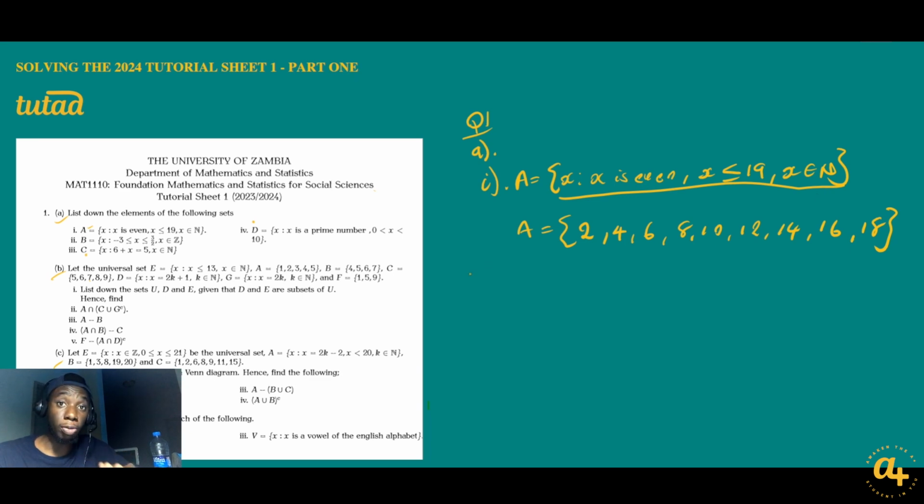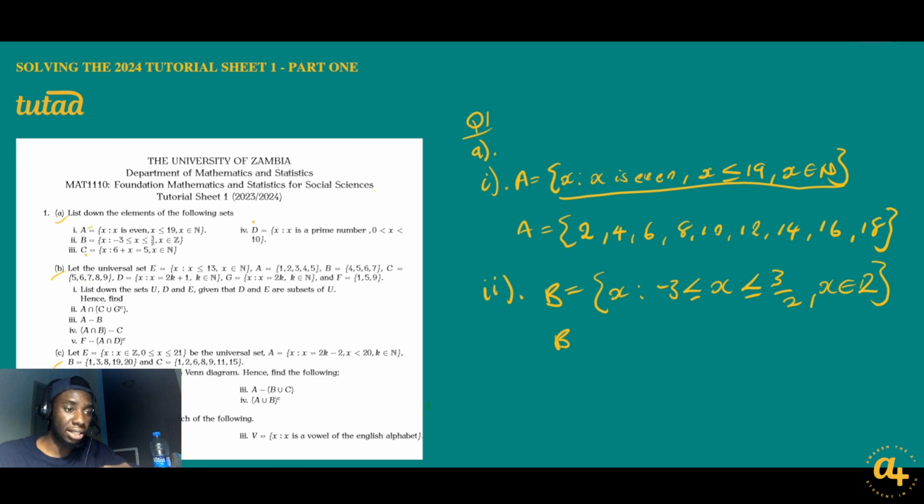Now we can move on to the next question on part A. The next question is Roman numeral 2, and here we have set B. How has set B been described? Set B has been described in this way: all elements X such that -3 is less than or equal to X, and X itself is less than or equal to 3/2, and we know that X is a member of the set of integers. So this is a description about set B.